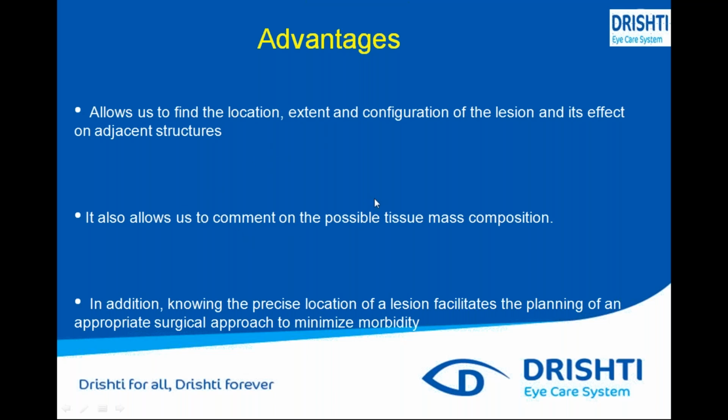It allows us to comment on the possible tissue composition of the mass. It also tells us whether the mass is cystic or solid. The features of the mass are also explained in the CT scan report. In addition, it measures the size of the mass. Sometimes it also helps after surgery, to see whether the total mass has been removed or any component of the mass is left. So these are all the advantages of CT scan.